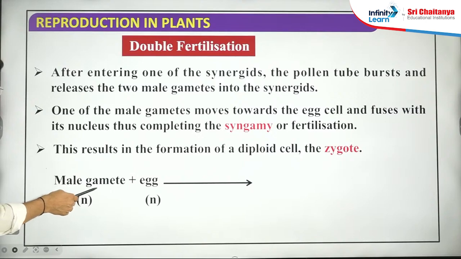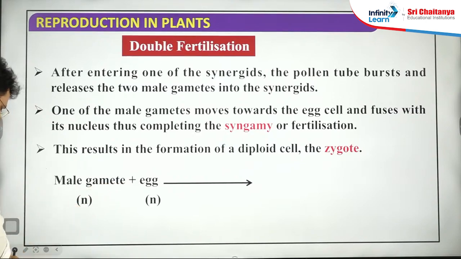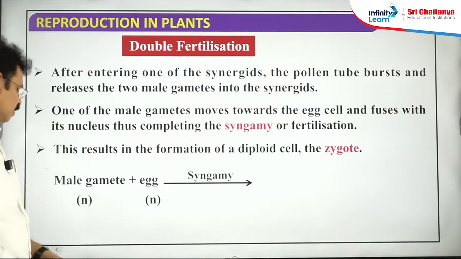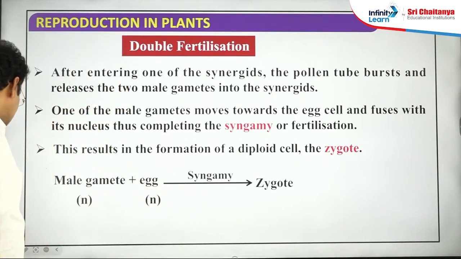Observe this equation. One male gamete nucleus fuses with the egg nucleus. Both gametes are in the haploid condition, n plus n, and give rise to a diploid zygote. The diploid zygote is the result of syngamy.